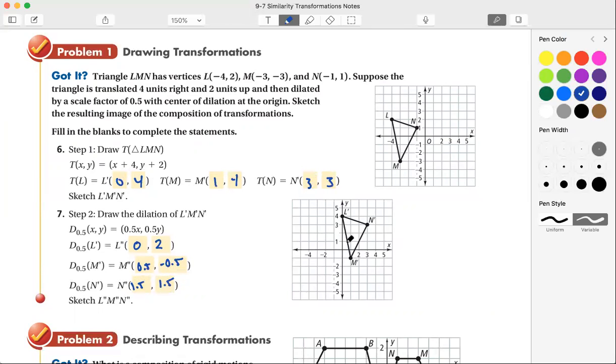Now I just graph these last points. So we have 0, 2, and that's going to be L double prime. 0.5, 2.5, it's going to be right here, and that's going to be M double prime. And we have 1.5, 1.5, and that's going to be N double prime. So here is the triangle.